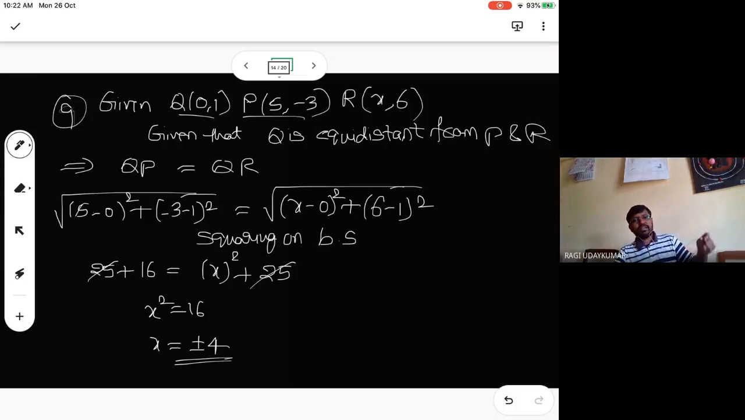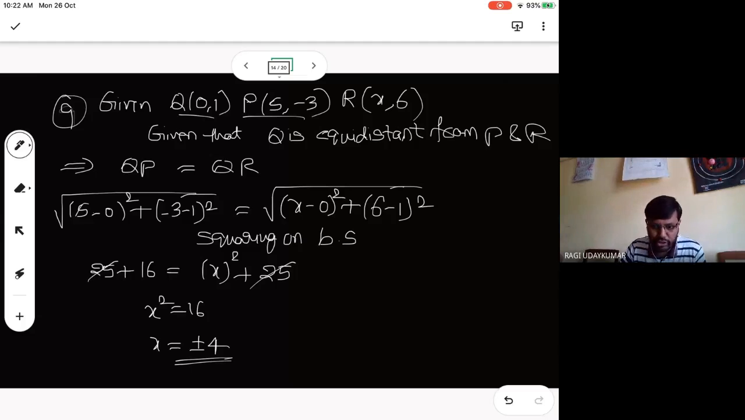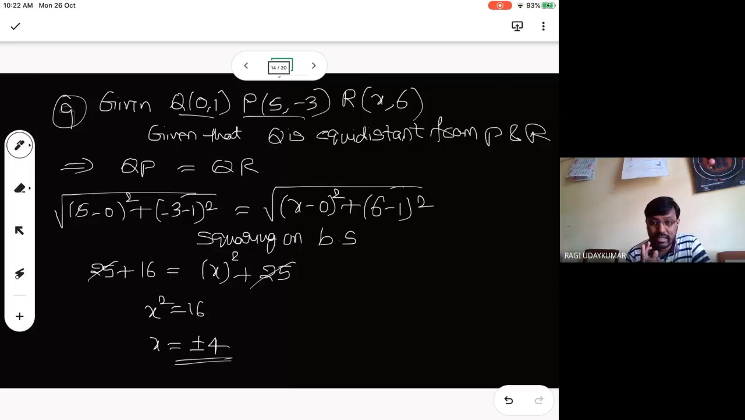Do remember that whenever a question is given to you, you are not supposed to blindly memorize it. Sometimes the question may be given like this: PR is equal distance from P and Q, and P is equal distance from Q and R. So which point is equal distance from the two other points is what it is giving you.